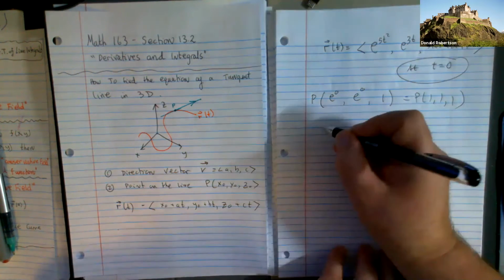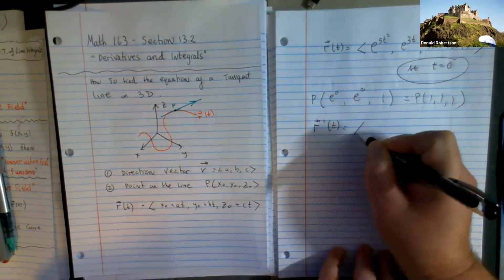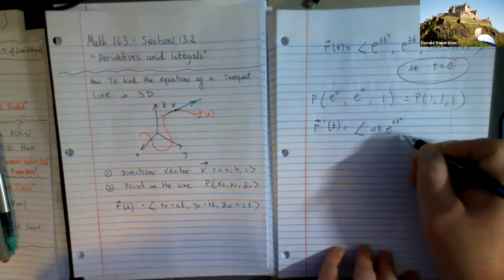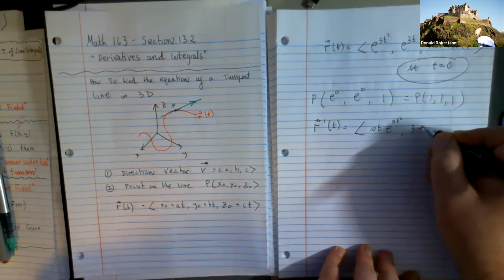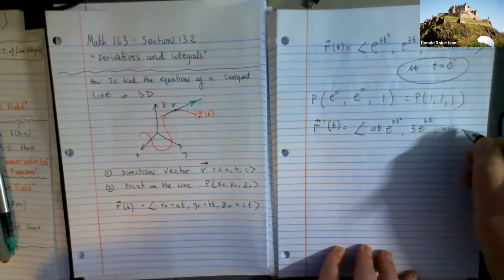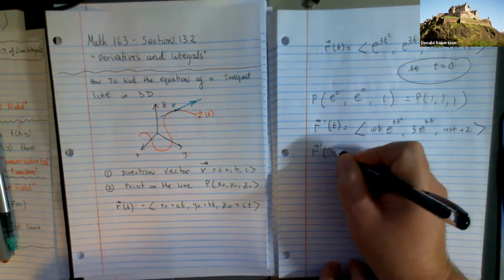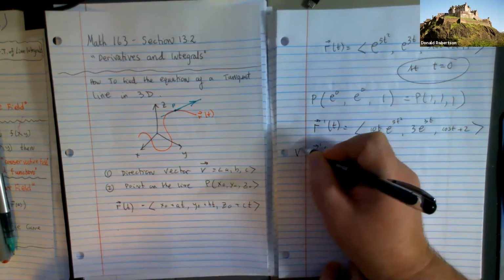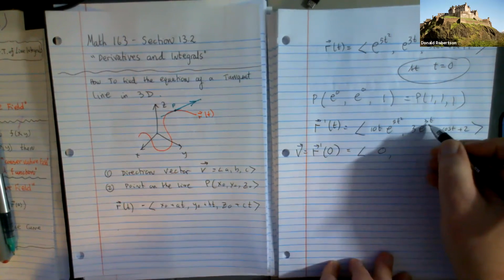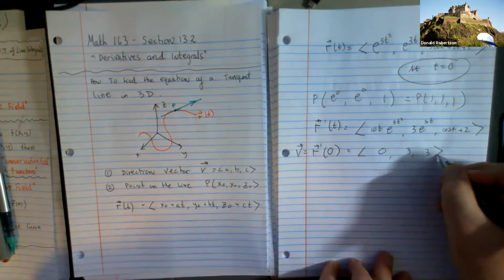Now, I need to find the derivative. Well, that's going to get you 10t e to the 5t squared. This is going to get you 3 times e to the 3t. And this guy's going to get you a cosine t plus 2. And then we just evaluate the derivative at, in this case, 0. And that will give me my direction vector. So 0, 3, the nothings, nothing, that's 1 plus 2, 3.